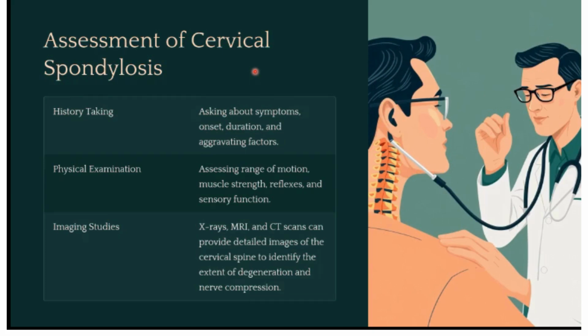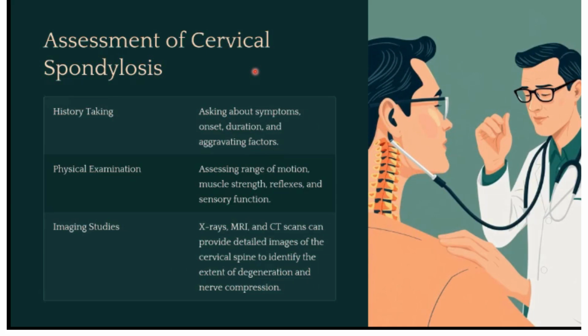Then perform the special tests. Sperling's test to identify the nerve compression. Distraction test to assess the relief of the nerve root symptoms when traction is applied. Neck compression test to determine if symptoms worsen with axial loading.